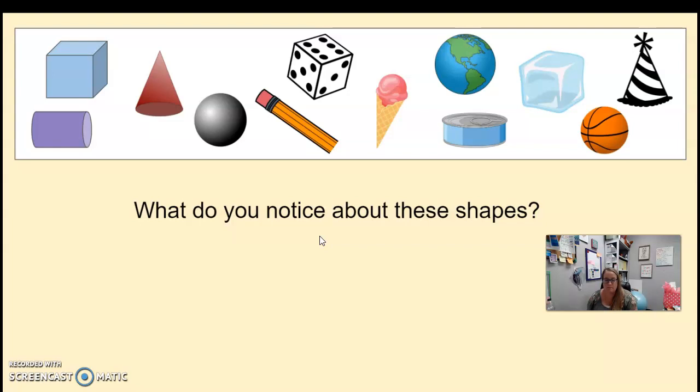All right, come back to me in 3, 2, 1. Eyes and ears on me. What do you notice about these shapes? What's something that you see? Somebody tell me, what's something you see? Ooh, I see the ice cream cone too. It's my favorite one. But I also see a pencil. I see a basketball. I like to play basketball. I see an ice cube. Ooh, I bet it's cold.